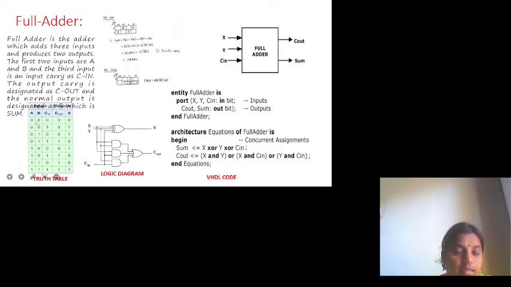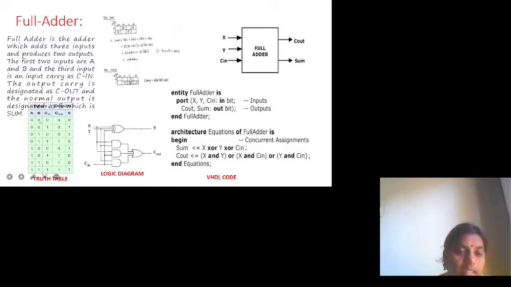0 to 7. So A, B, C-in: 0, 0, 0 is 0 and 0, 0, 1 is 1, 0, 1, 0 is 2, 0, 1, 1 is 3, 1, 0, 0 is 4 and 1, 0, 1 is 5, 1, 1, 0 is 6, 1, 1, 1 is 7. So how many combinations are possible? From 0, 0, 0 to 1, 1, 1, totally 8 combinations are possible. 0 to 7 means total 8 combinations.